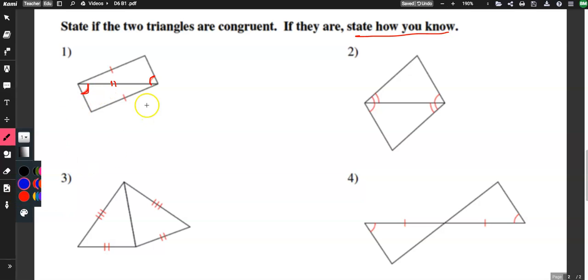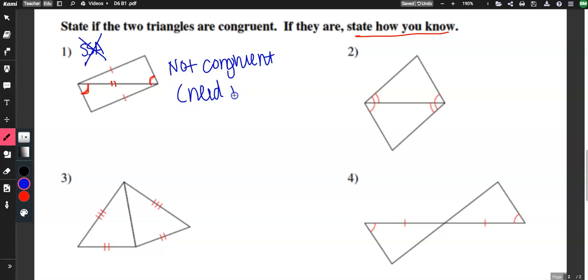So when I look at this, if I just start here, I have a side, side, and then an angle. And that's actually the one that we just talked about, which we're not going to use because that doesn't hold true. We cannot say that these are congruent based on side, side, angle. So we're going to say not congruent. We need more info. Kind of a tricky one to start with, but you're looking at the pieces of information you have to make that determination.